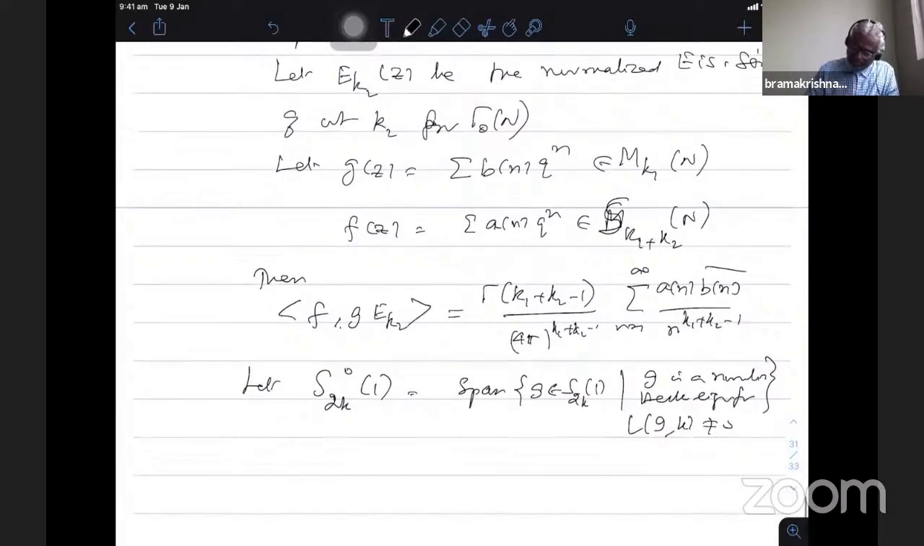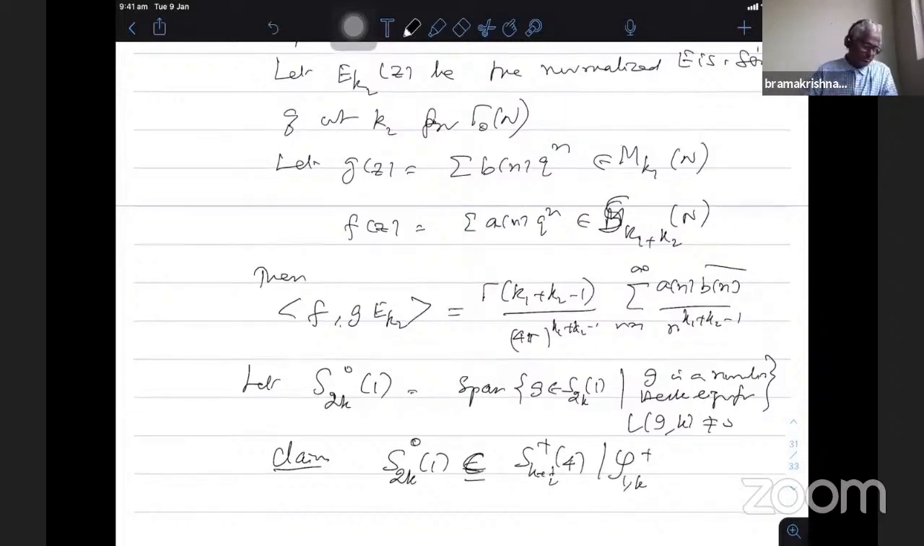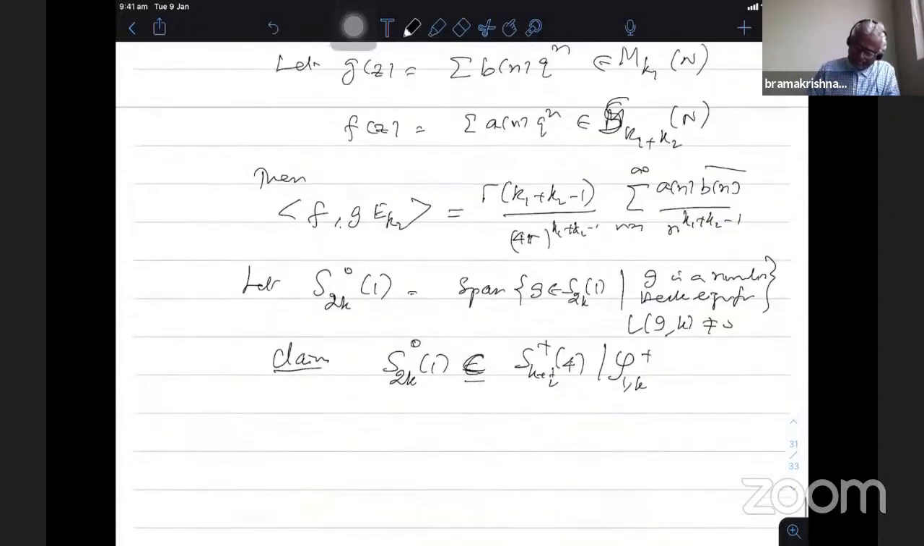The claim is, he claims that this space S2k 0 is contained in, when I take the plus space, we apply the Shimura map. So that contains this particular subspace. So just briefly sketch this, how he proves that.